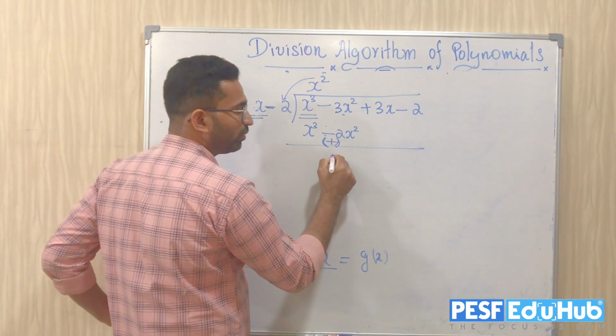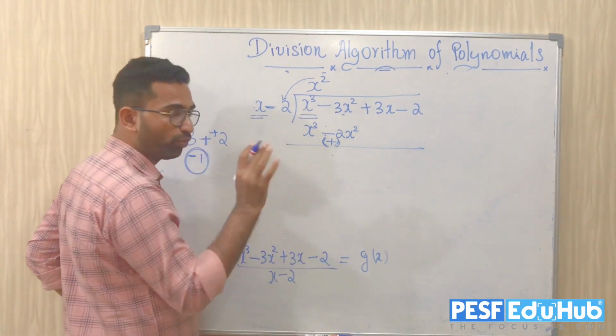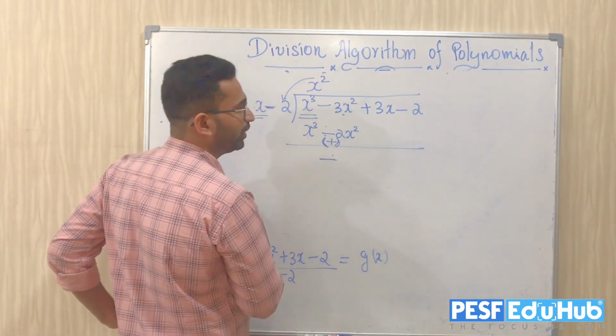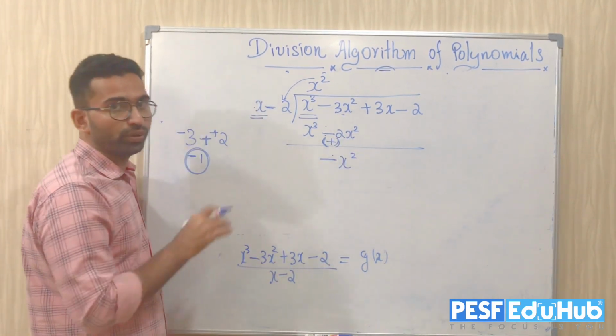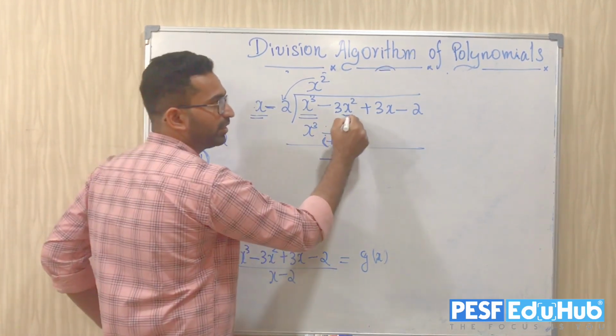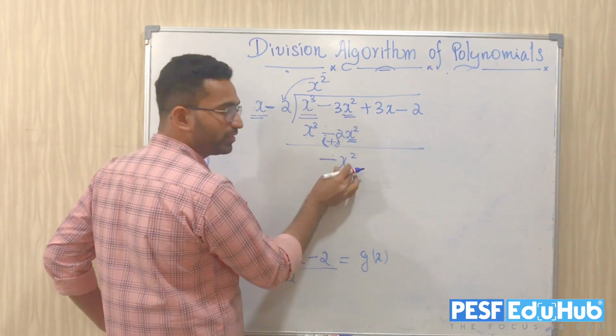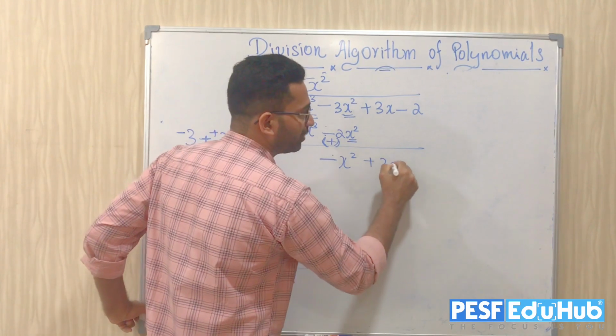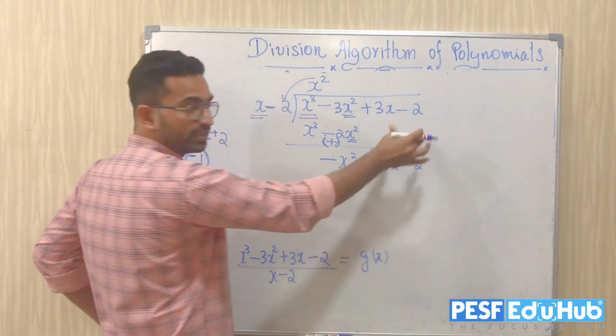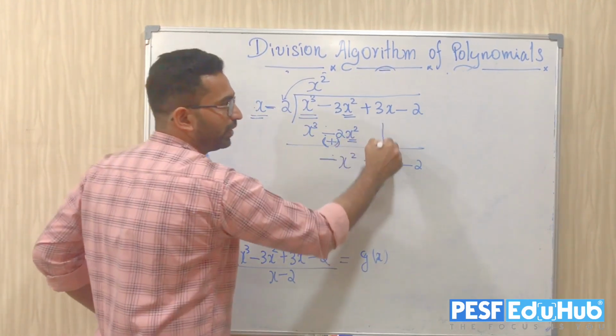Since it is minus 1, we won't write 1. We will put simply minus, and what is the variable? You have to write it as x square only, because this is the variable x square. So in the answer also it should be there, minus x square. So plus 3x minus 2, because nothing is here to subtract, so the answer will be like that.